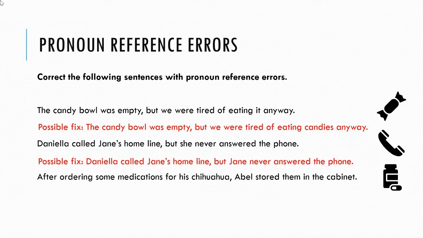Daniela called Jane's home line, but she never answered the phone. Here, she can refer to either Daniela or Jane. To clarify this, we can say, Jane never answered the phone.